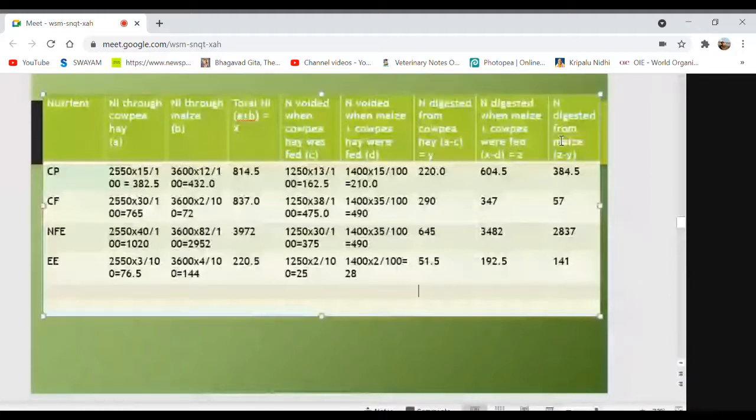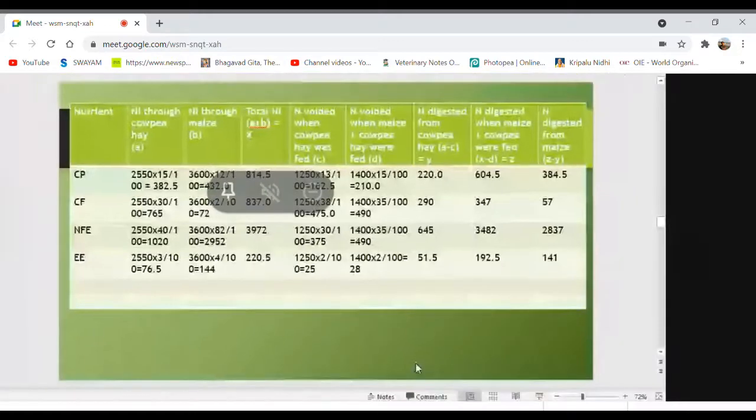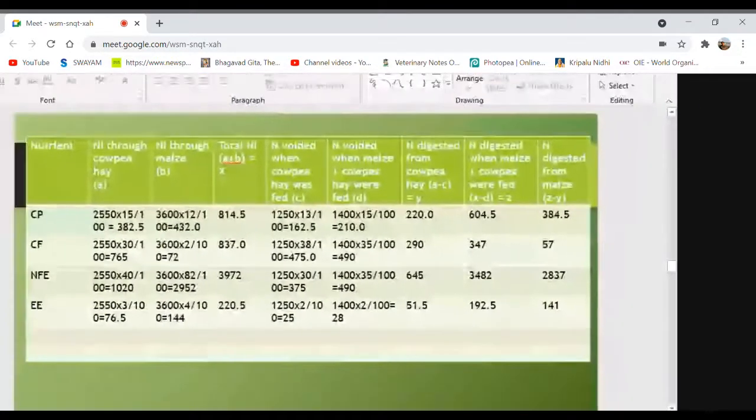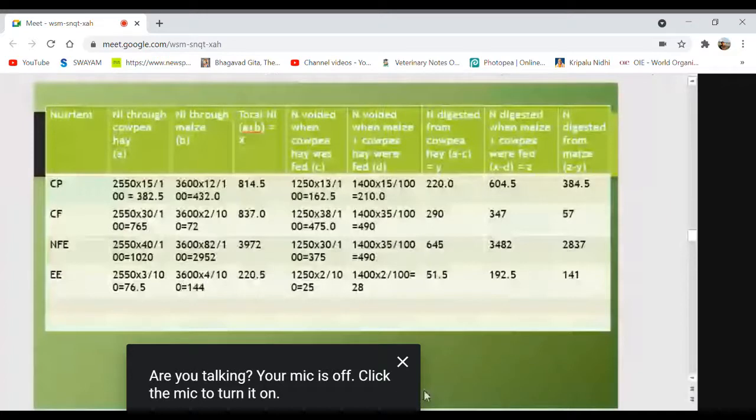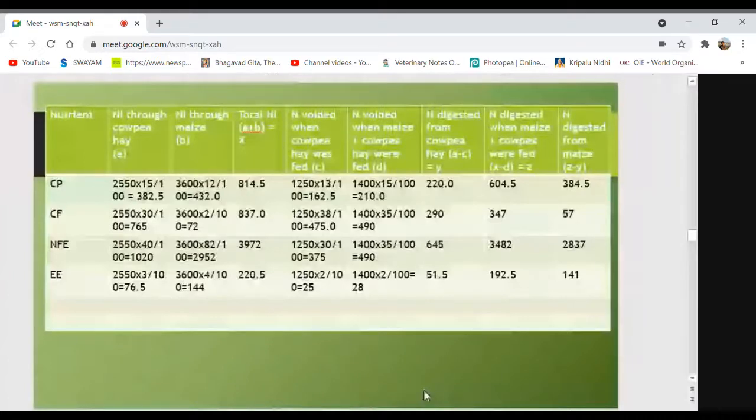Now, clear or not? Any confusion? Any confusion about this table? No confusion. Any confusion? No.